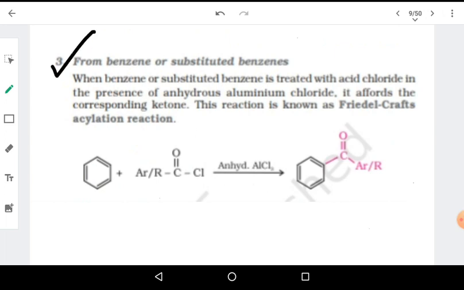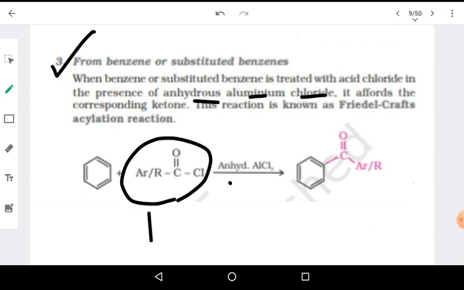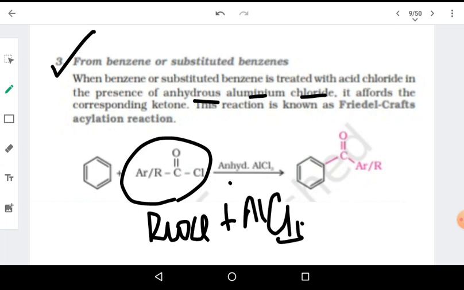Let us now talk about the method of preparation of ketone from benzene. Now, how to prepare it from benzene or substituted benzene? Whenever we have benzene or substituted benzene, it is treated with acid chloride in the presence of anhydrous aluminum chloride, that is RCOCl plus AlCl3. That time also we will be getting this compound over here. So this is basically our Friedel-Crafts acylation reaction, right? It is also known as Friedel-Crafts acylation reaction.